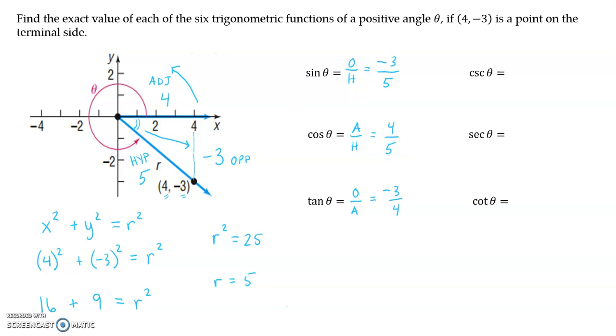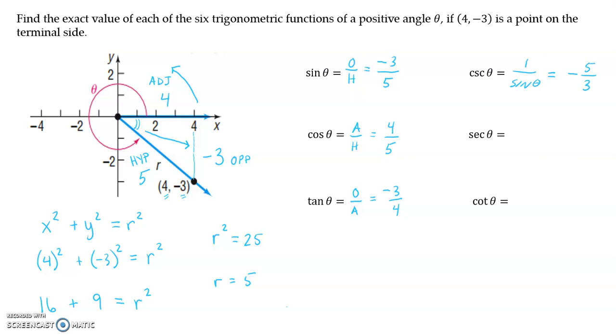And now we can go ahead and do the last 3 trig functions. Remember that each of these are reciprocal functions, so we can go ahead and flip upside down the fractions that we currently have for the other ones. So cosecant of theta, remember that's 1 over sine of theta. So we can take our fraction -3/5 and flip it upside down. That's going to give us -5/3.